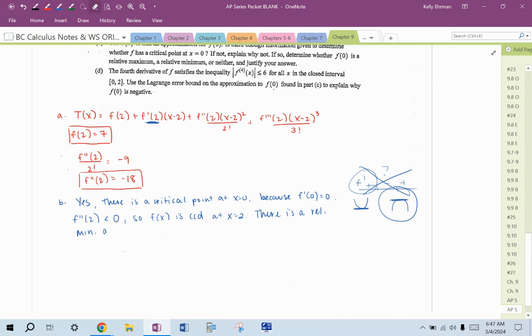No, relative, see, I need that picture. Relative maximum. Just writing things now. At x equals 2, relative maximum, hence the picture. All right.